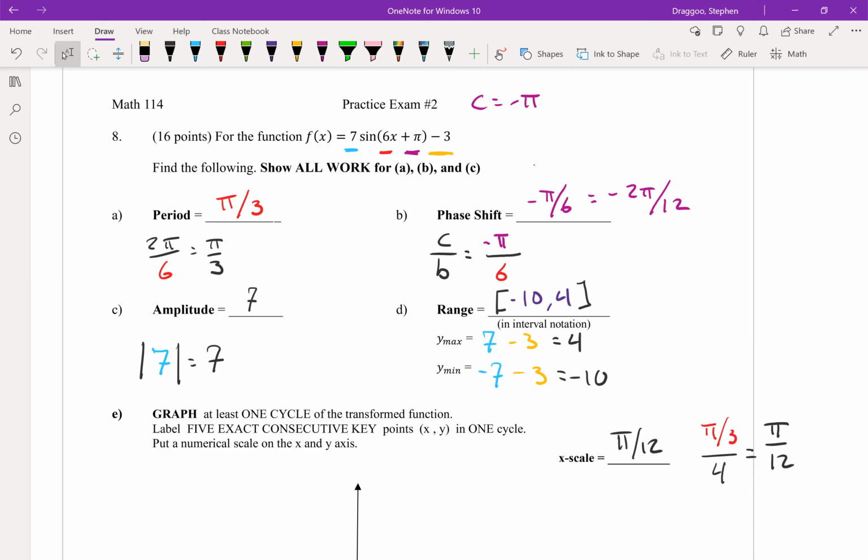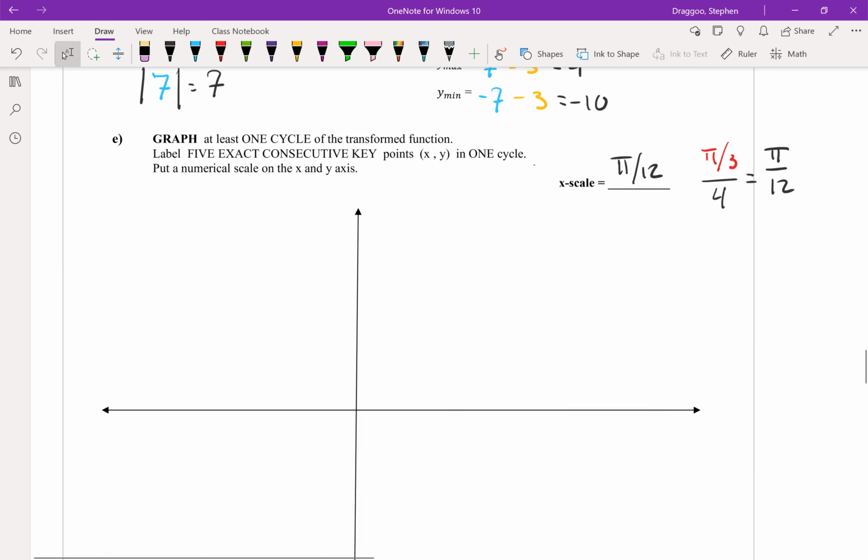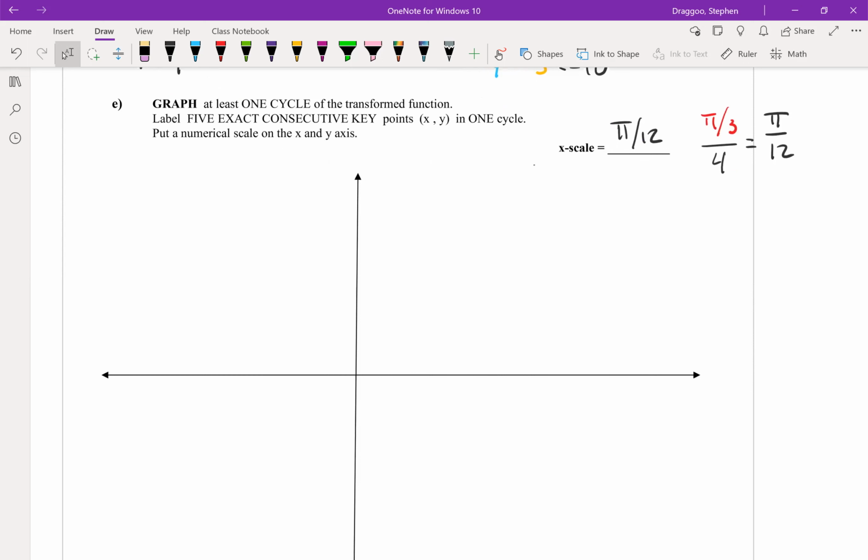All right, let's put our scales and subsequently our graph together. So I'm going to start by plotting my phase shift.